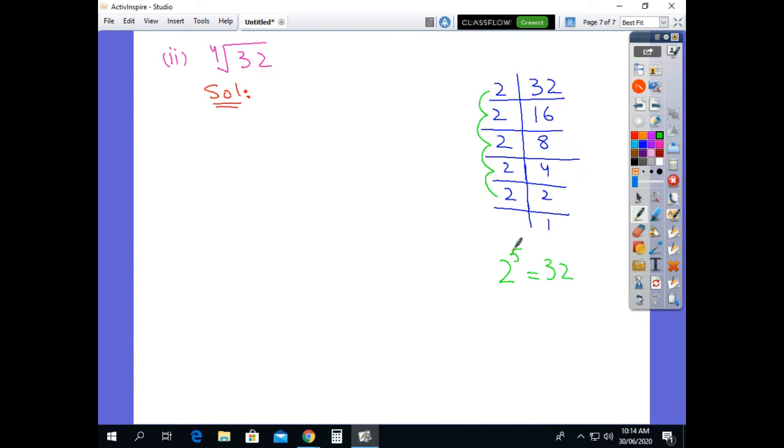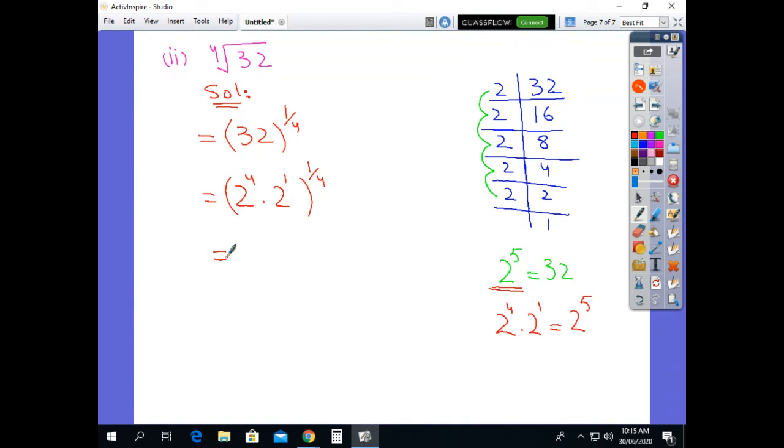Now, first of all, we write this expression in exponential form. That is 32 raised to power 1 by 4. Now 32 can be written as 2 raised to power 5. Or we can also write it as 2 raised to power 4 times 2 raised to power 1, because 2 raised to power 4 and 2 raised to power 1 is equal to 2 raised to power 5. Therefore, we write it as 2 raised to power 4 and 2 raised to power 1, because in exponential form we have a power in the form of 4.